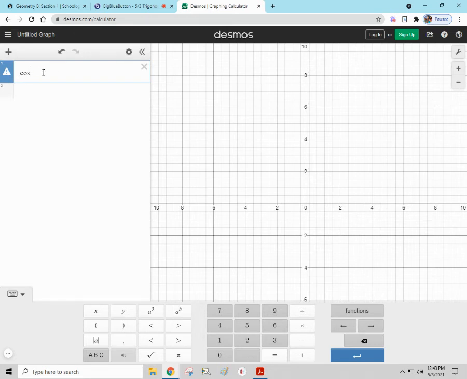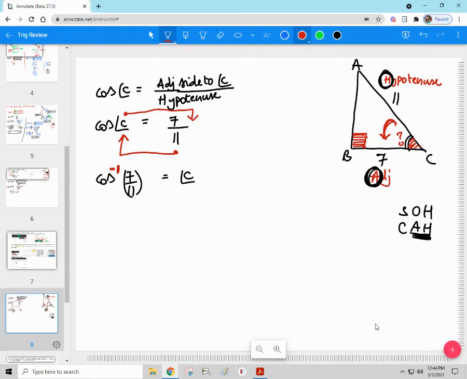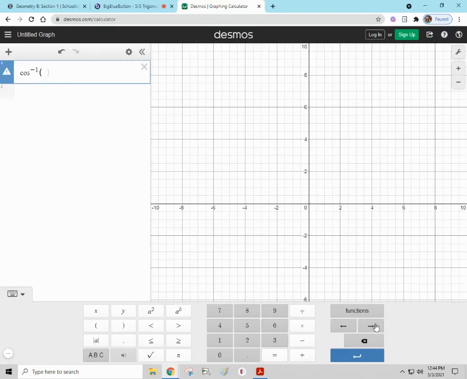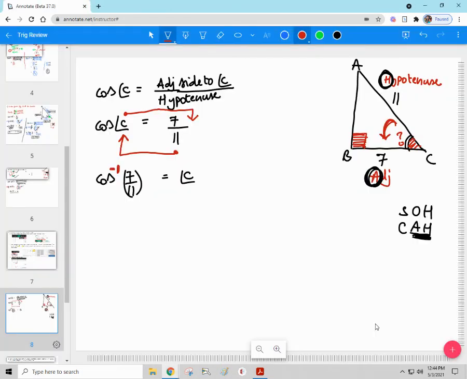So here I am typing using my keyboard -1, and then use the right arrow key to come out of that, and whatever the fraction is given, I see that 7 over 11. Therefore, let me type here 7 over 11, and the moment you type, you get the result. Oops, apologies. It is 50.47. Therefore, this equals 50.47. That's the value of the angle.